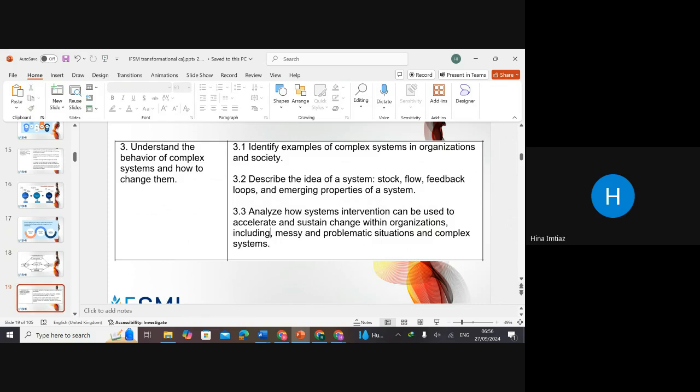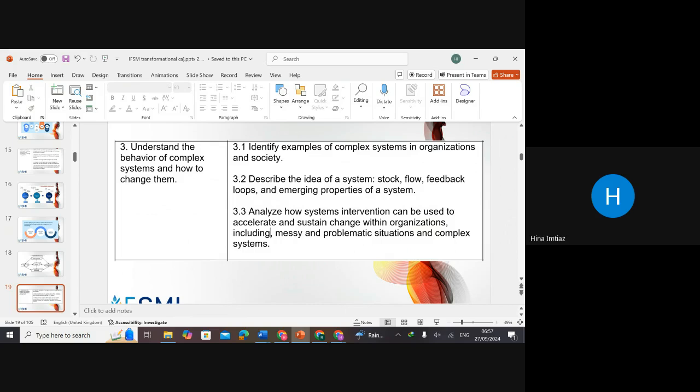In the next question, it describes the idea of a system, stock, flow, feedback loops, and the emerging properties of a system. If you take the idea of a system, you will tell what the stocks are, how the information flows, and how the system flows. If you take an example of an industry, you can tell the flow in the manufacturing process, what the feedback from the employees is, what the feedback from the customers is, and what the feedback from the policymakers or the environment is.